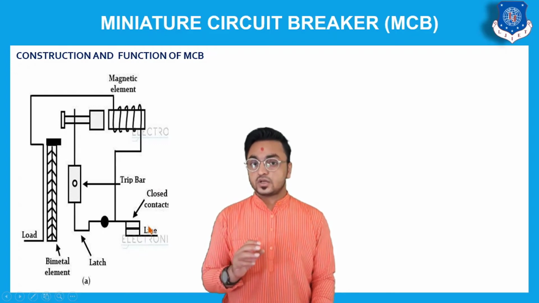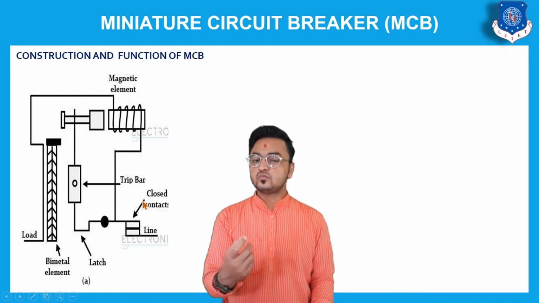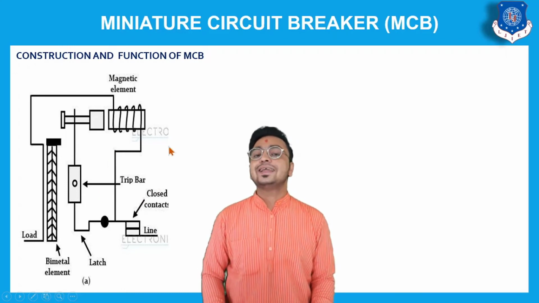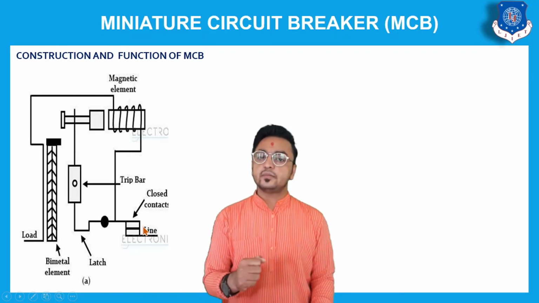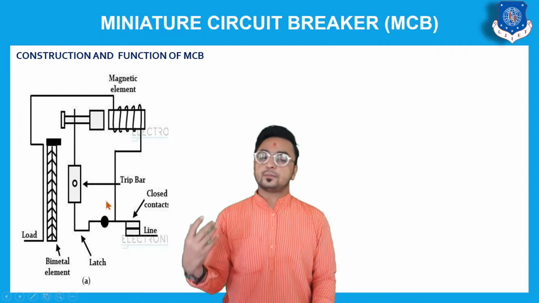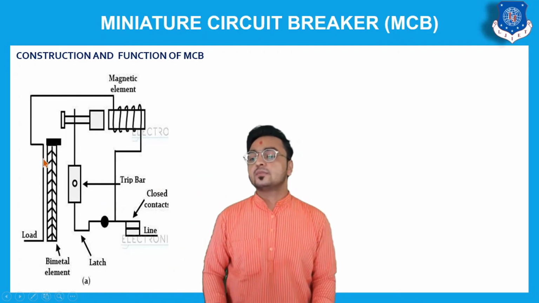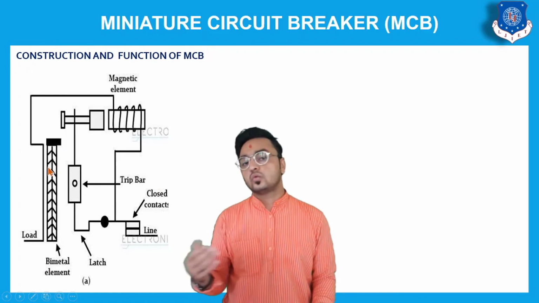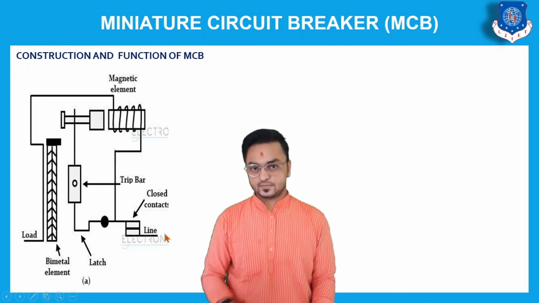So if there is a sudden increment in current, at that time this electromagnet will help to break the circuit, and if there is a slow increment in current, and because of that the temperature of the particular circuit is increasing slowly, at that time this type of mechanism will operate, and this will turn off the circuit.